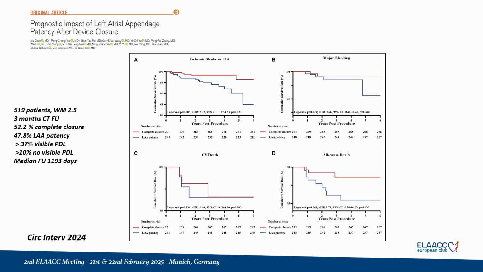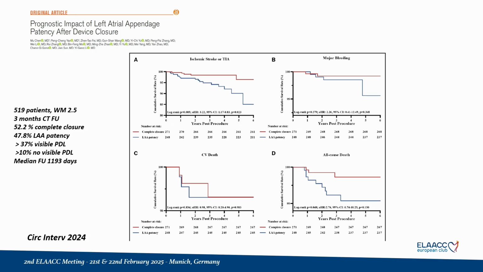But this is a study I found like 3 days ago. It's a study from China that no one is talking about. It's a CT follow-up after Watchman 2.5 following ablation. It's part of a Chinese registry when they do ablation and concomitant closure with Watchman 2.5. They have a large series of more than 500 patients, with a 3-month CT follow-up.